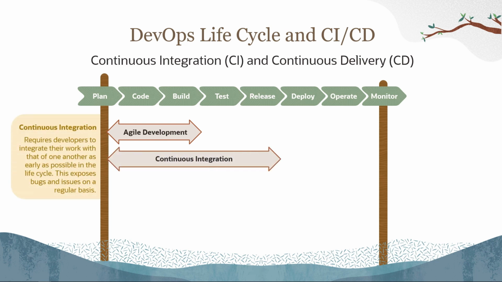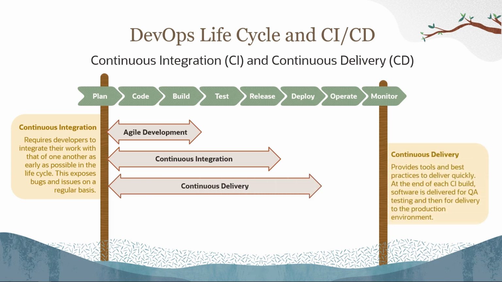Continuous integration, on the other hand, requires developers to integrate their work with one another as early as possible in the life cycle. This helps expose bugs and issues on a regular basis. Continuous delivery provides tools and best practices to deliver quickly. At the end of each CI build, software is delivered for QA testing and then for delivery to the production environment. And as you can see, continuous delivery stretches out up till the deploy phase.